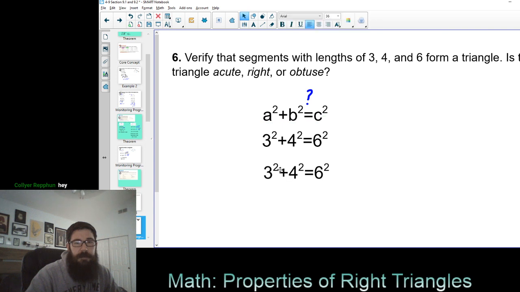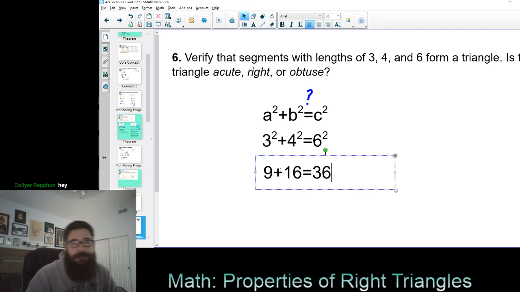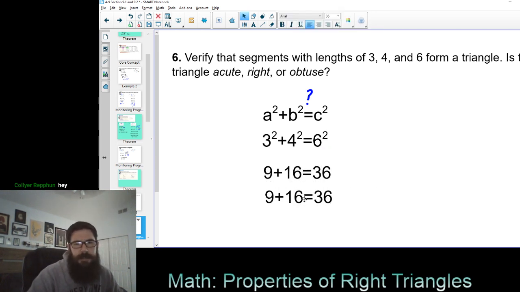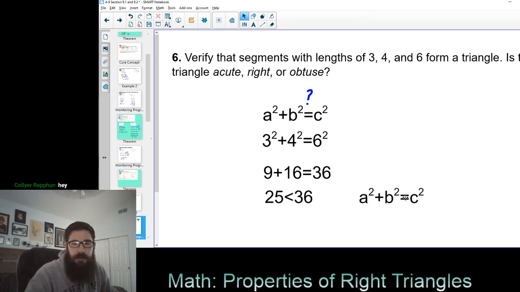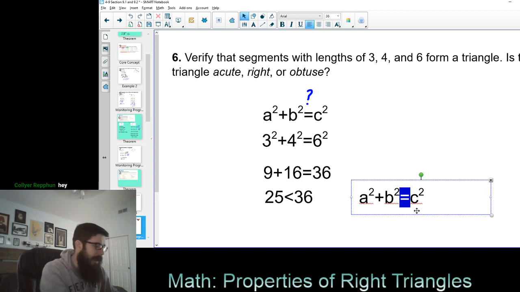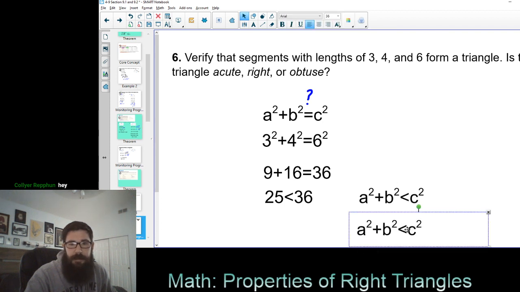What's my 3 squared going to be? 9. Let's do it this way. 4 squared is going to be a 16. 6 squared is going to be a 36. If I add 9 and 16, I'm going to get 25. And we know that 25 is not going to be equal to 36. It ends up being less than. So what does that mean now about my original equation? A squared plus b squared was less than c squared, if you flip this same piece around, that would look like this.